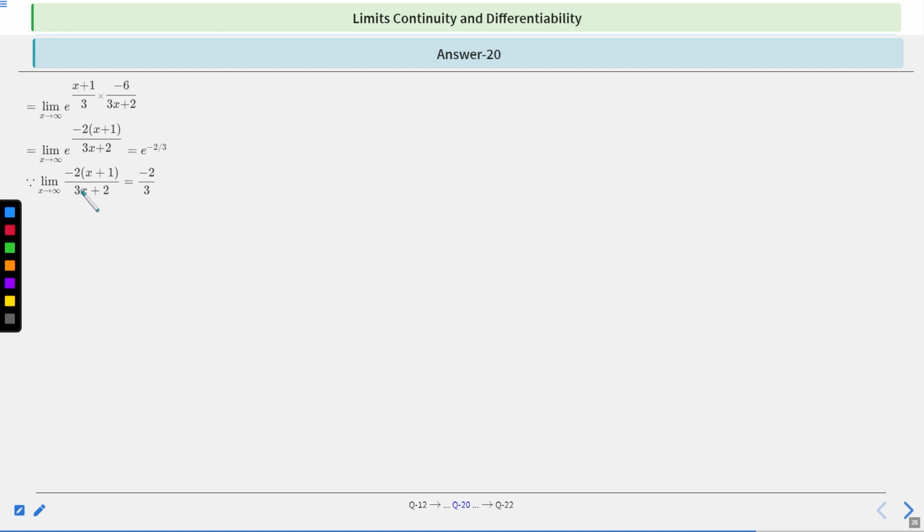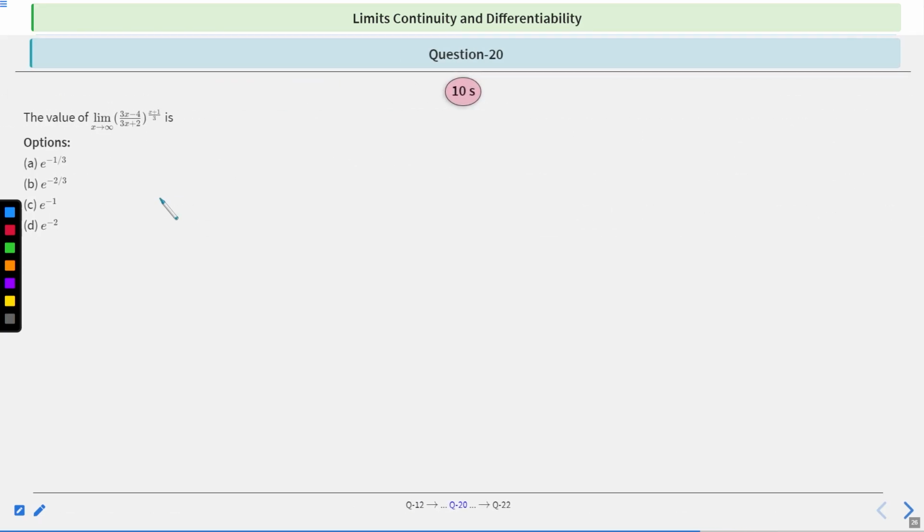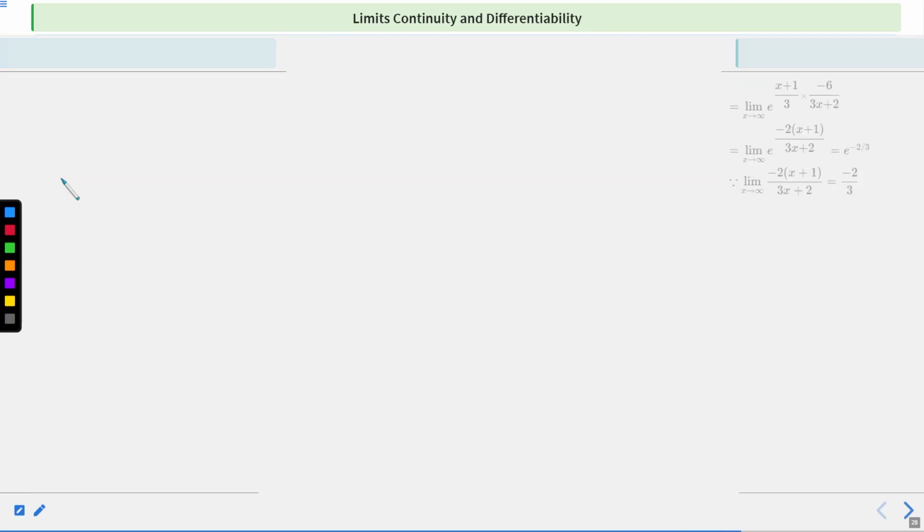Therefore, limit x tending to infinity of minus 2(x plus 1) upon (3x plus 2) is minus 2 by 3. Clear? So the answer is B, e to the power minus 2 by 3. Clear? Now let's move to the next question.